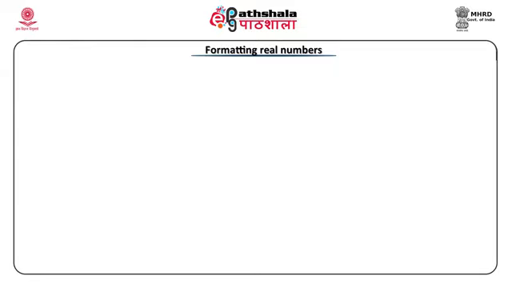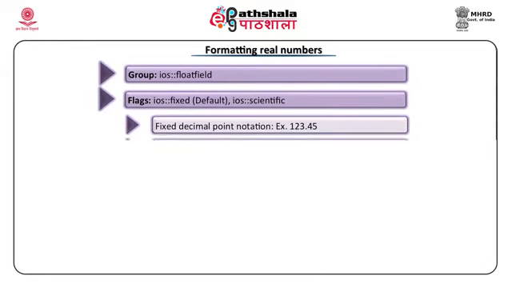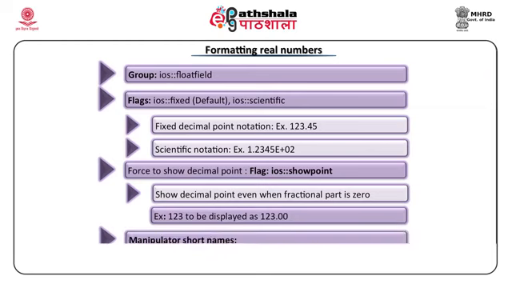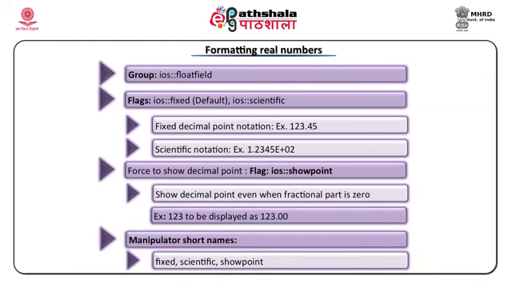Now, formatting real numbers. floatfield is the group name, and the two possible flags are fixed and scientific. Fixed is the default one, that means by default it will use fixed decimal point notation. If we specify scientific explicitly, then it will use scientific notation for the items. In addition to these flags, here we can use show decimal point. We can force it to show the decimal point by using the showpoint flag, and the corresponding short name in the manipulator is showpoint. For fixed and scientific also we have the short names fixed and scientific, easier to use.